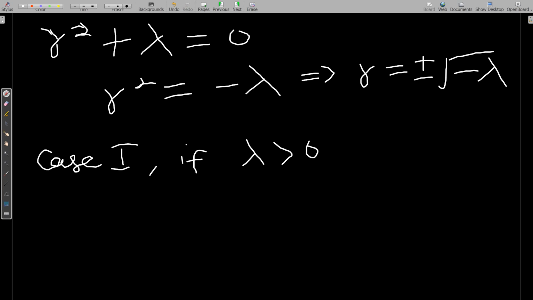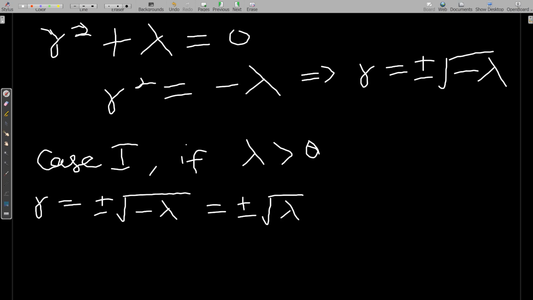When lambda is greater than 0, it means that lambda is positive, and negative lambda, or the negation of lambda, is actually negative. So our r will be equal to plus or minus the square root of minus lambda, and this is equal to plus or minus the square root of lambda times the square root of -1. I know you know this, but let's go through that. The square root of -1 is actually i, a complex number, so I have plus or minus i square root of lambda. I hope you get this point. And now I have 2 distinct roots which are complex roots.